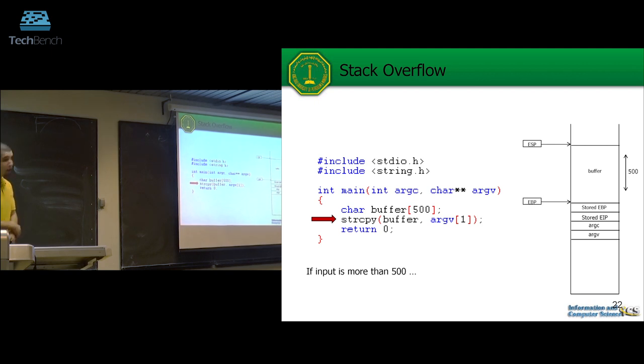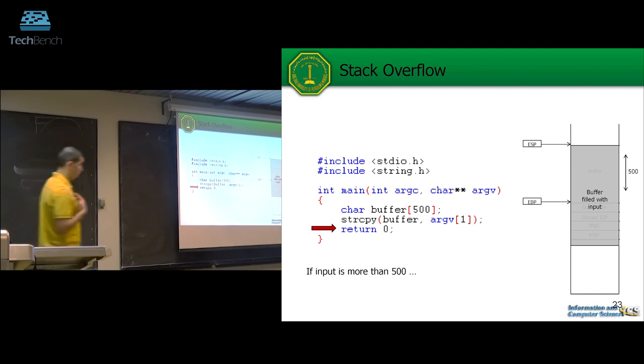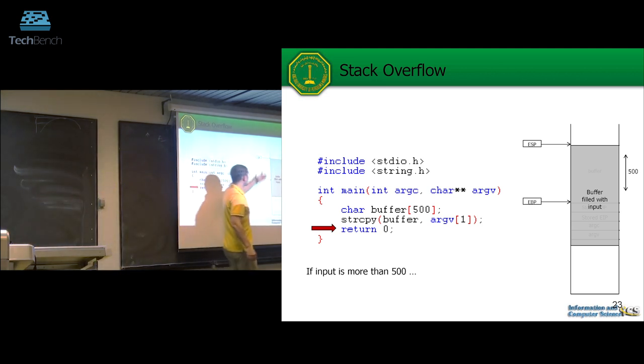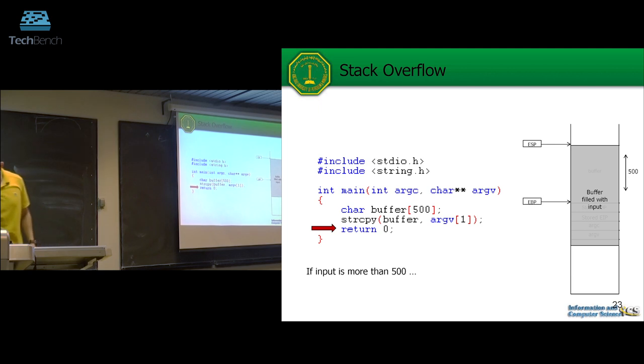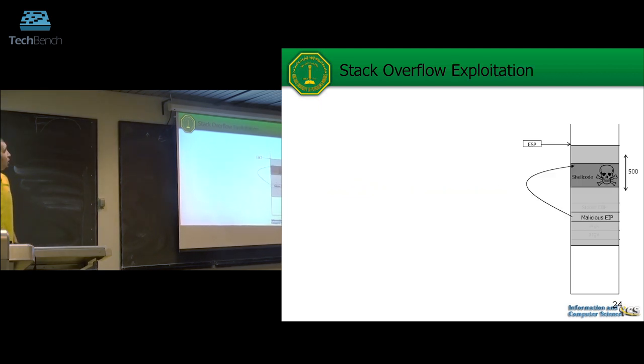Now, the typical scenario: if we put more than 500, the buffer will be overwritten, and then of course we can override all the space with whatever we want. To exploit this buffer overflow, the typical scenario is to override the return EIP with a malicious address, which points back to the same buffer where we put our malicious code, called the shell code.